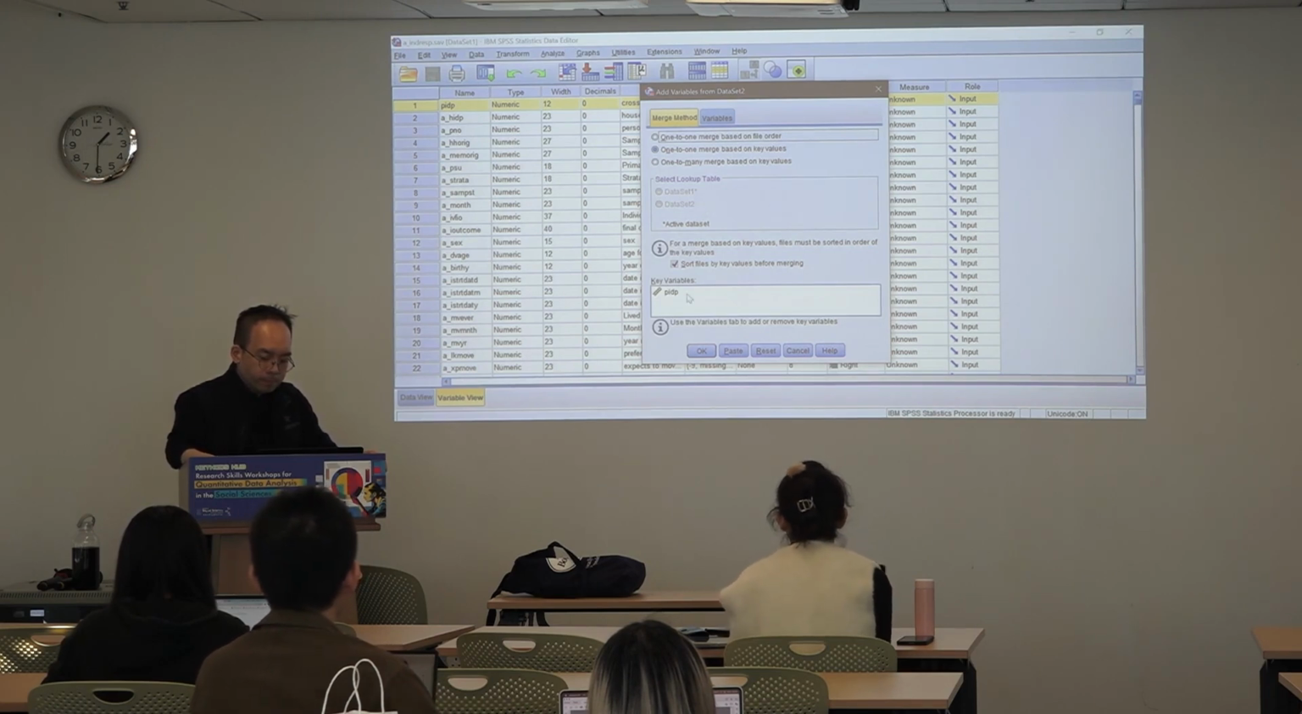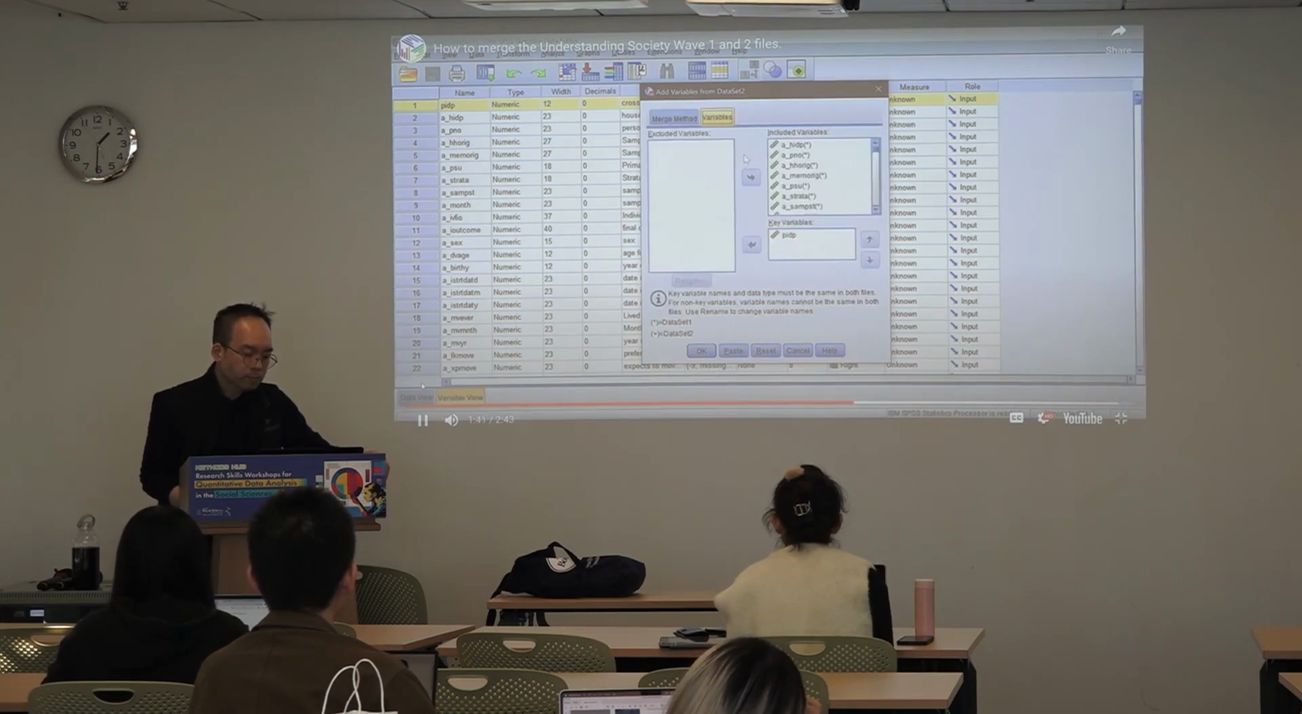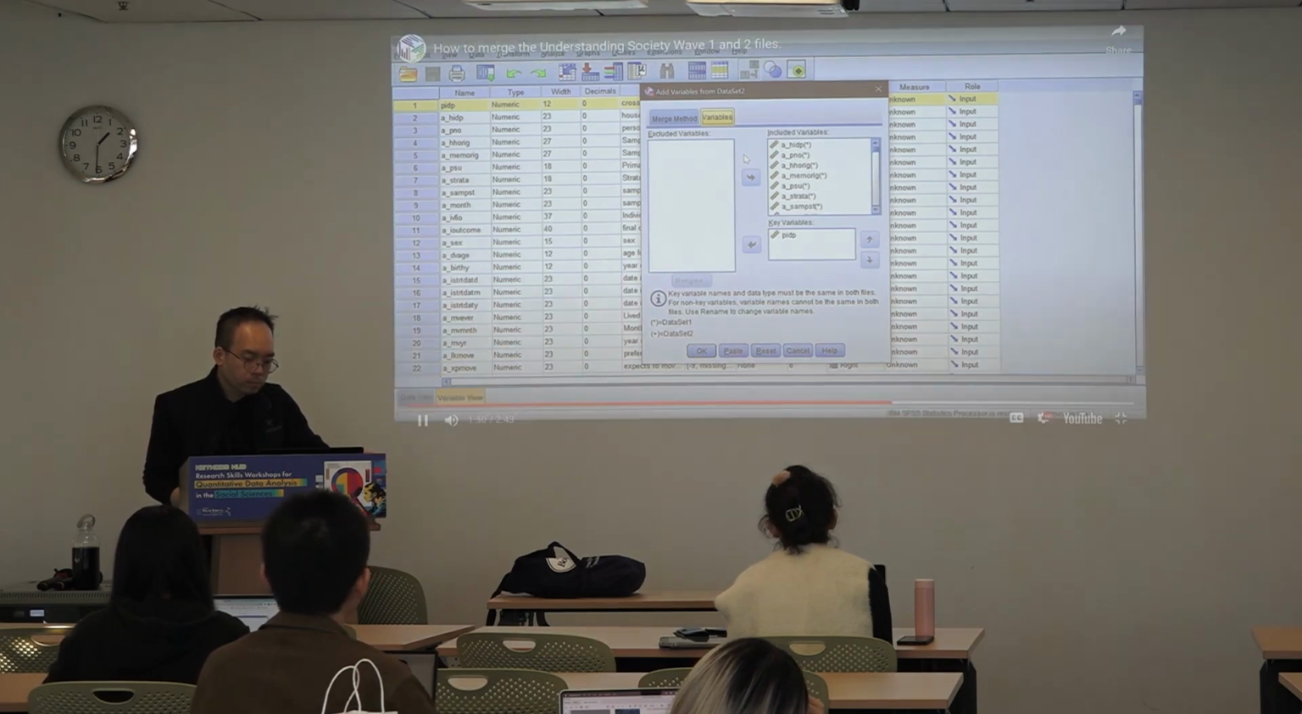At the bottom of this tab, you'll see the Key Variable pane. Here we can see SPSS has already identified and entered PIDP as our key variable. We'll just take a quick look at the other tab, Variables. This tab has three panes. First, on the left, the Excluded Variables pane, which is blank. The fact that this pane is blank tells us that all variables from both datasets are included in the merge.